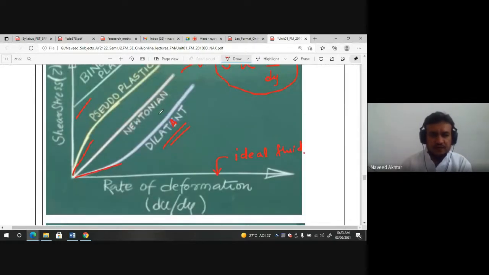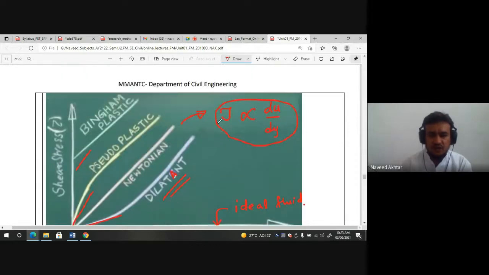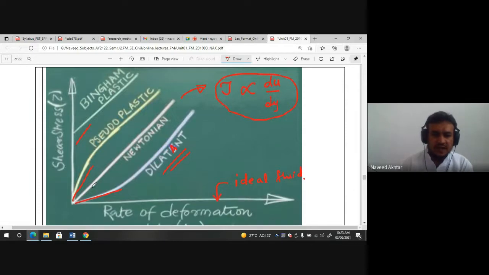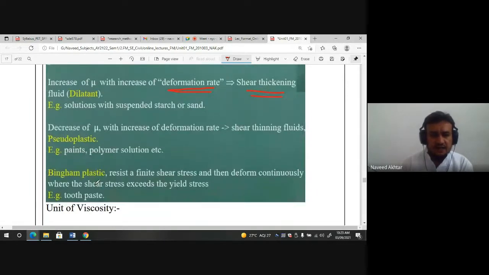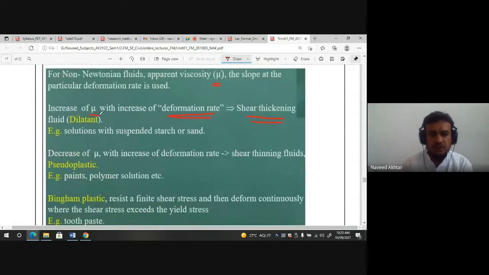Newtonian fluid is where shear stress and rate of shear strain are proportional, and dilatant means with increase of mu with increase of deformation rate, the shear thickening fluid, and that is called dilatant. The solution with suspended starch or sand is called a dilatant fluid.